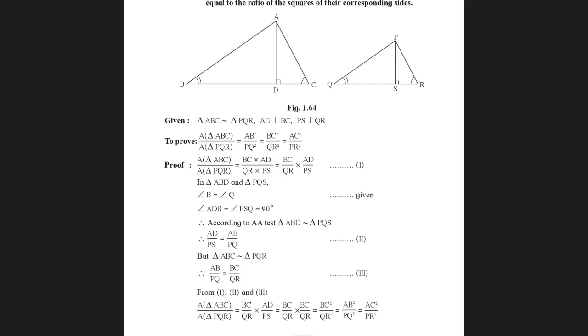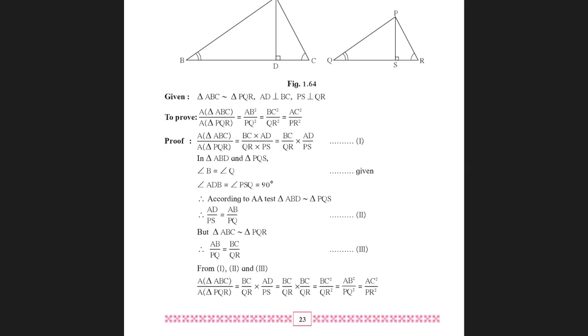Now, the other two sets of ratios, you don't have to prove. You can just say similarly, we can prove that the ratio of areas of these two triangles is equal to AB square by PQ square equal to AC square by PR square. So this is how this theorem is proved.